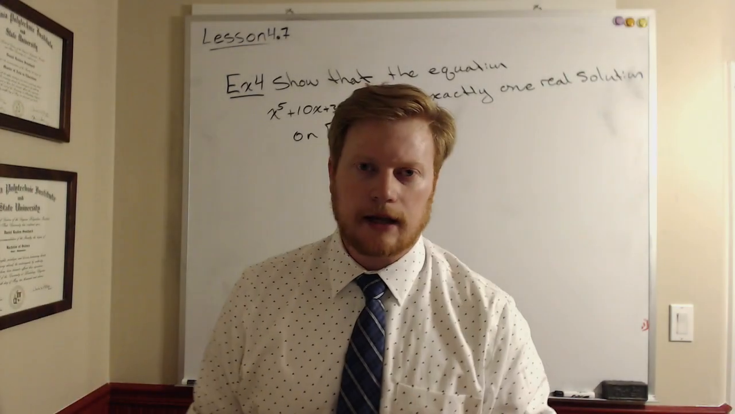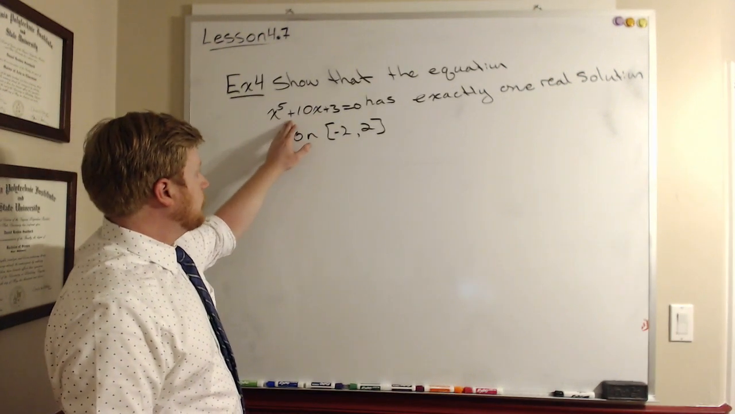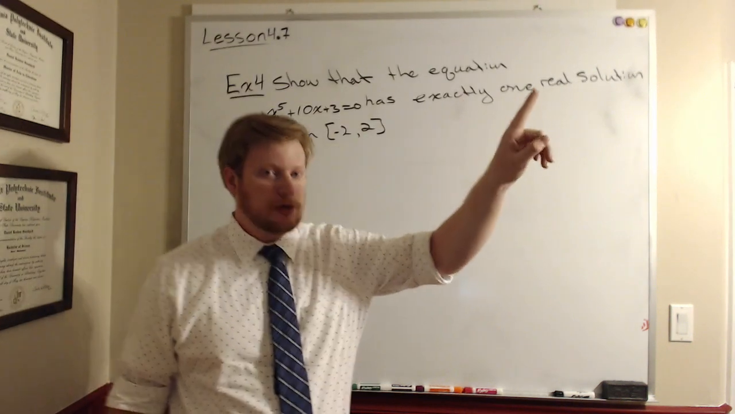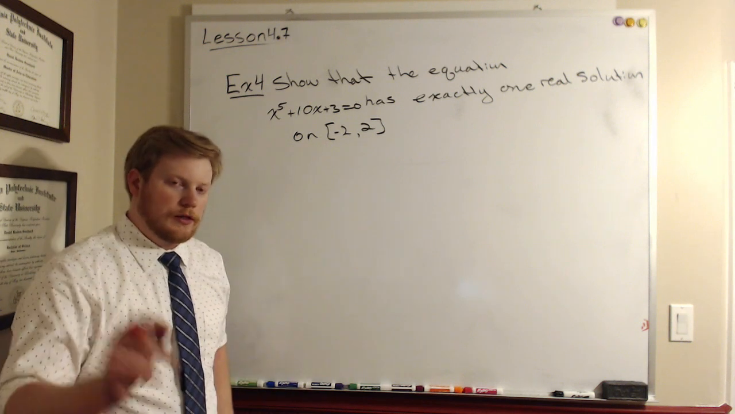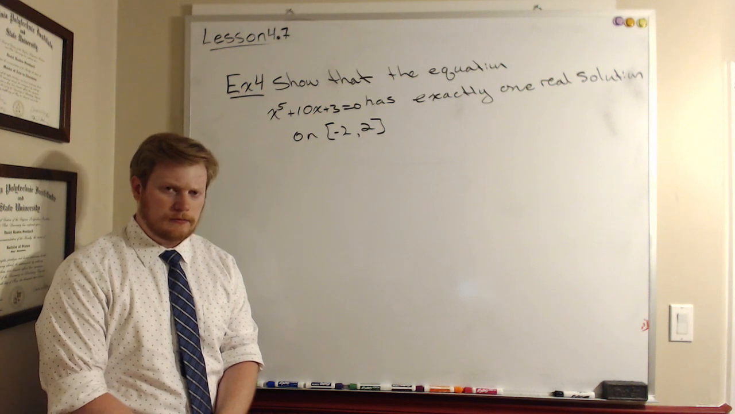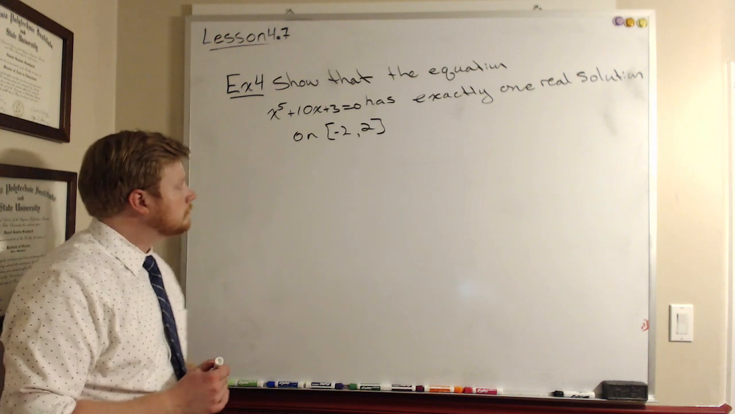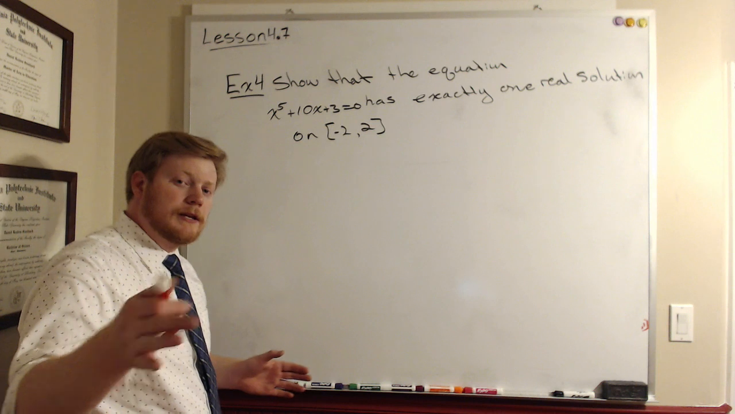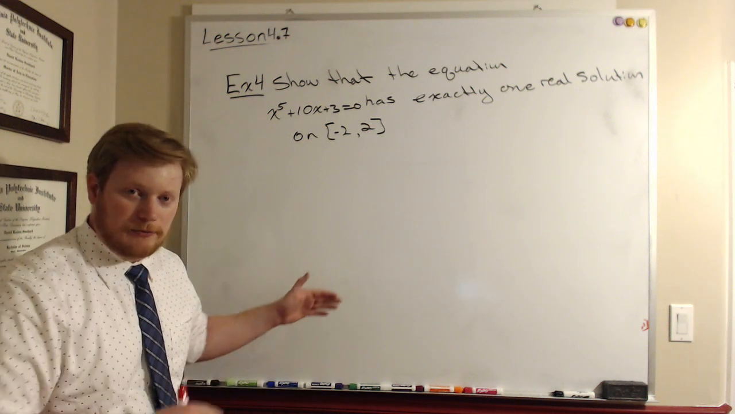Okay, so for our last example, we have a little bit of a thinker. Show that the equation x to the 5th plus 10x plus 3 equals 0 has exactly one real solution on the interval -2 to 2. So, what theorem am I going to be using? Rolle's theorem? Mean value theorem? I'm actually going to be using the intermediate value theorem. Intermediate value theorem, back from Unit 1.